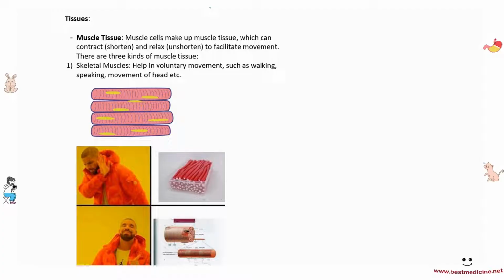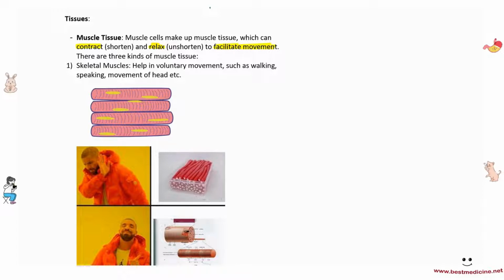Of course, we're already aware of what muscles are, right? Muscles make up muscle tissue, which can contract. So muscles have this ability to contract. That's how they help move things, and they relax when they're not contracting, right? When they're not using energy, they relax. And what this does is it facilitates movement. So you're able to move things.